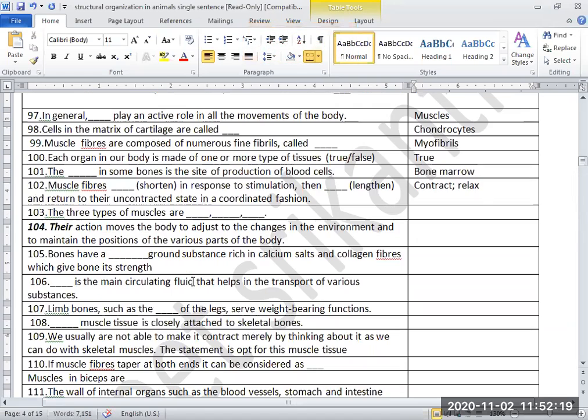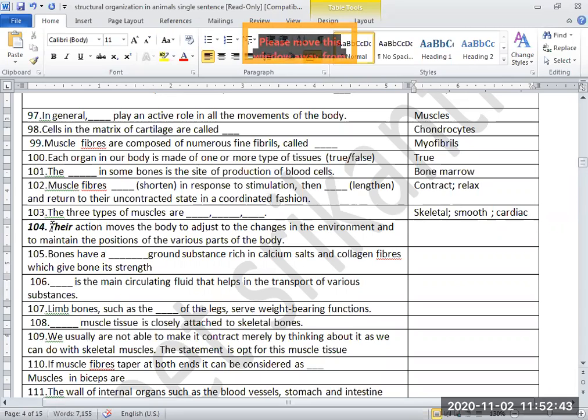The three types of muscles are skeletal, smooth, and cardiac. Their function is to move the body, to adjust to changes in the environment, and to maintain positions of the various parts of the body.